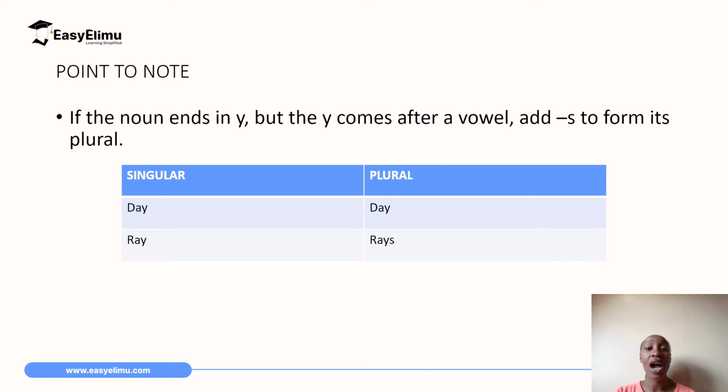Ray, R-A-Y. A is a vowel. So we will not drop the Y, we will not add IES, you just add an S to form rays. So please take note of that.